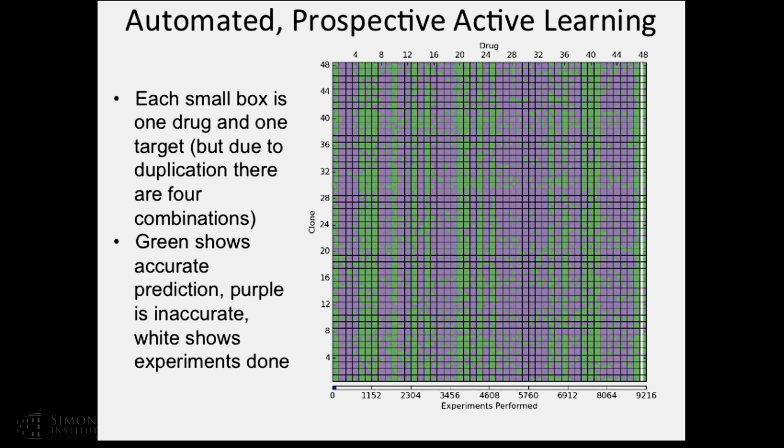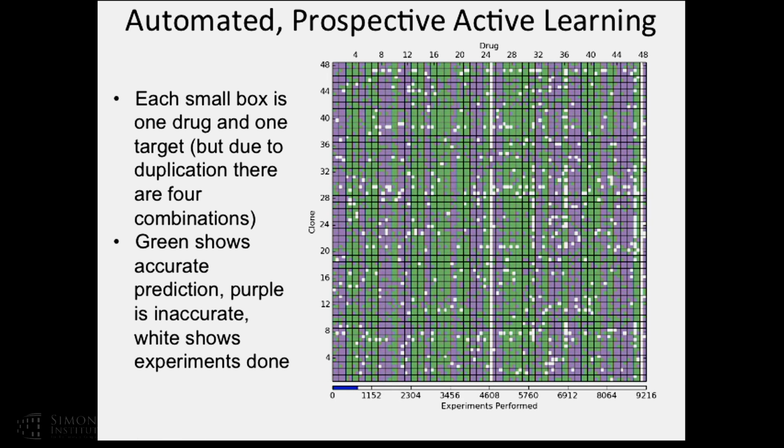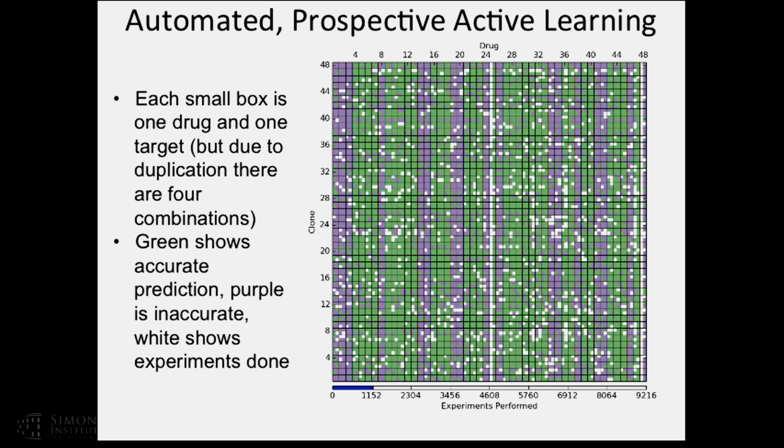So here is, let's get this running. Here's a movie. Oh, it started. Purple means I'm wrong. Green means the model's right. And white means we've actually done that experiment. And what you can see is, as you'd expect, as the number of experiments on the bottom goes up, we get more white, and the thing starts turning green.